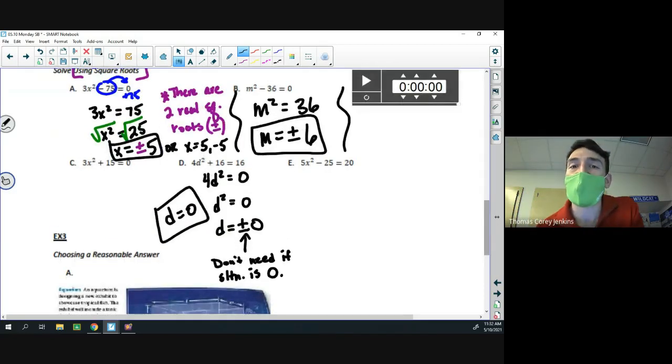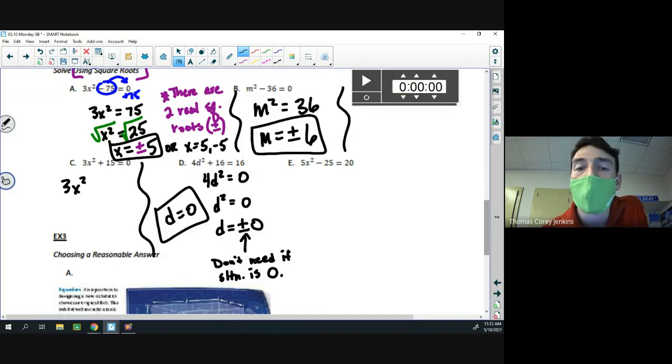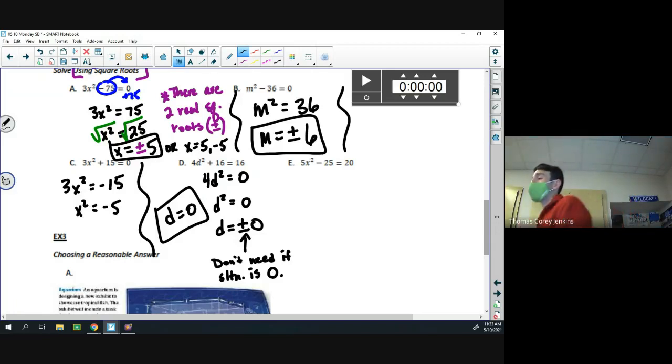C is kind of like A, okay? So move the plus 15 over. When we do, we get 3x squared equals 0 minus 15, which is negative 15. Then we'd want to divide by 3. So that would give me 1x squared equals negative 5. And then we get x equals plus or minus the square root of negative 5, okay?